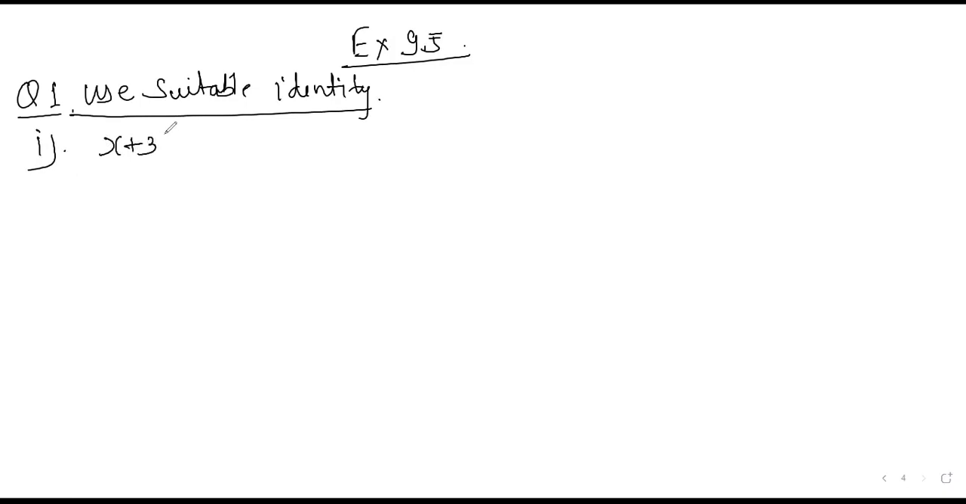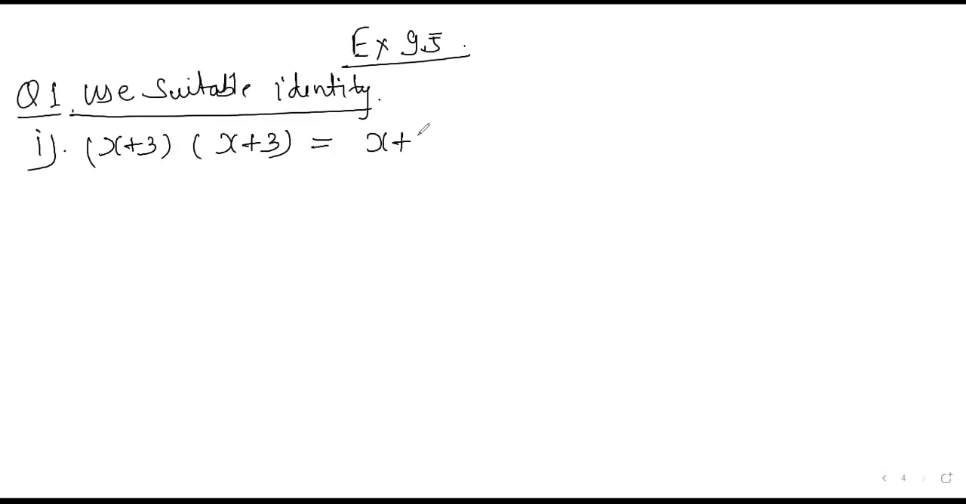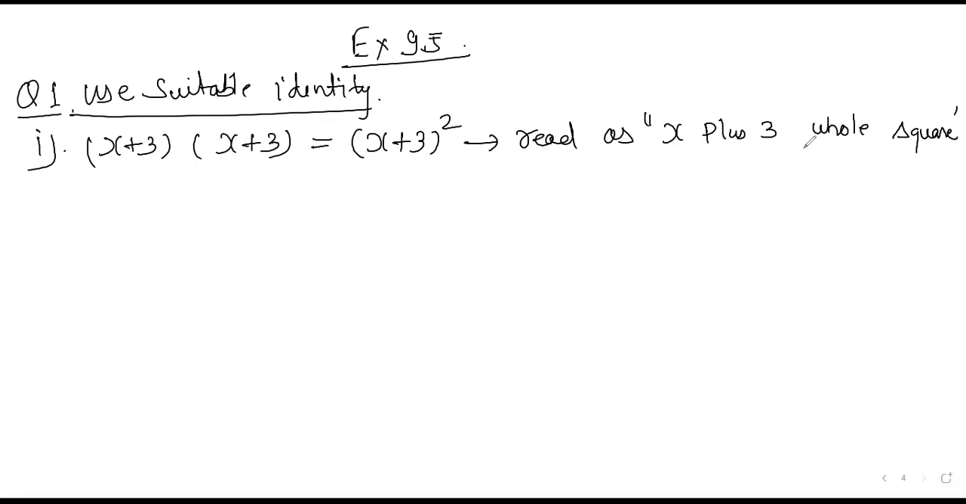Here it is written (x plus 3) and (x plus 3), right? So (x plus 3) and (x plus 3), what does that mean, I discussed in the previous slide. It is written simply as (x plus 3) whole square. It is read as, don't write this in your notebooks, only for your convenience, read as x plus 3 whole square. That is, what you have written, how will you say it: x plus 3 whole square. Okay, now if you know the identity (a plus b) whole square, what is that?